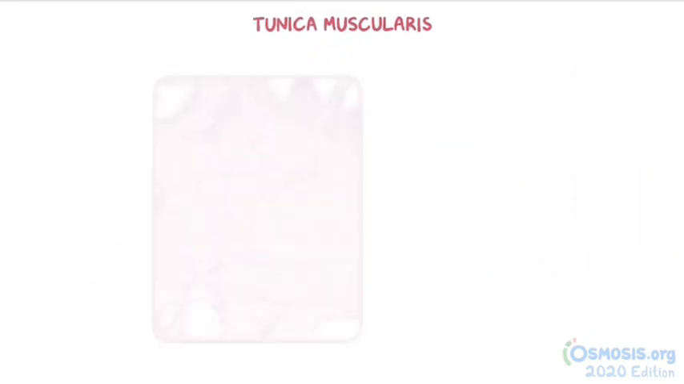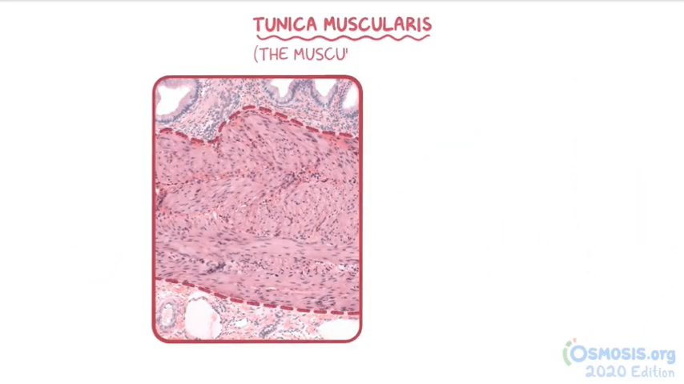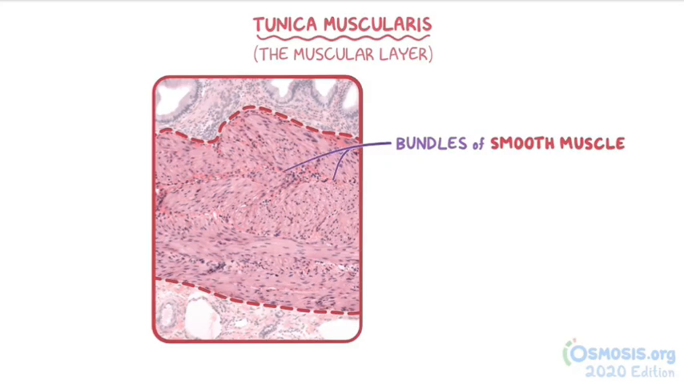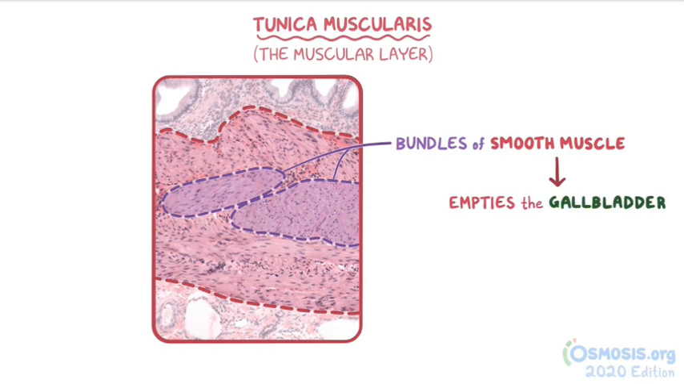Here, we can see more of the tunica muscularis, or the muscular layer of the gallbladder. The muscles in this layer are grouped in bundles of smooth muscle, but they are actually randomly oriented. The contraction of these muscles results in the emptying of the gallbladder. At the top of this image is the mucosa, and underneath the tunica muscularis is the gallbladder's outer layer of connective tissue.